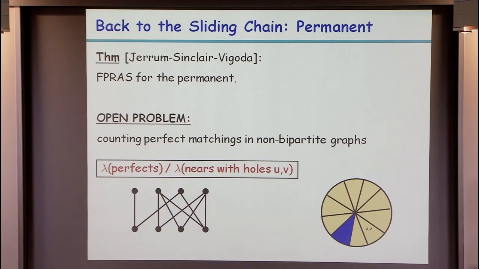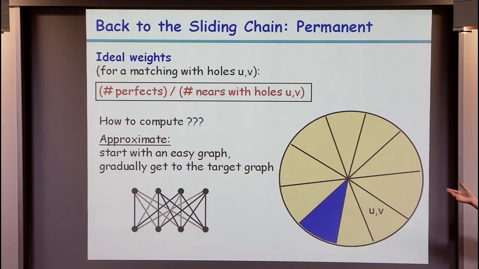But this is the result of Jerrum, Sinclair, and Vigoda. There is an FPRAS for the permanent. And if you think about it, everything that I said about starting at the complete graph, computing the starting weights and fading away the edges, none of this really required a bipartite graph. I could have started with a complete non-bipartite graph. I could have computed the starting weights and so on and so forth. So the requirement for bipartiteness comes from the analysis of the mixing time.